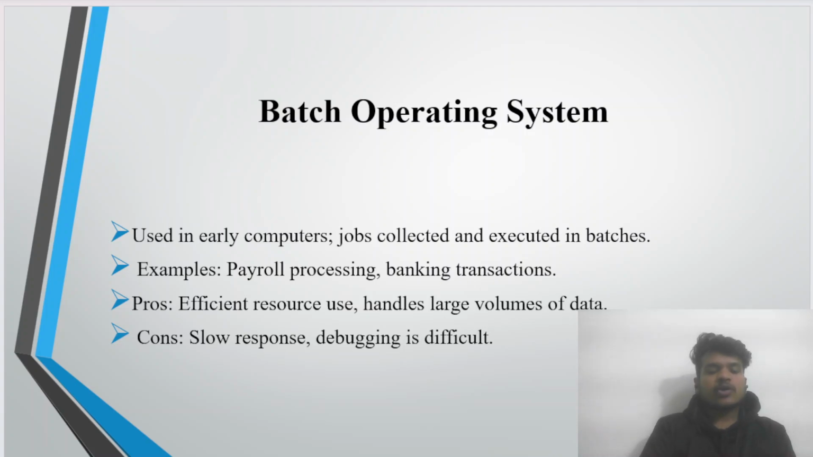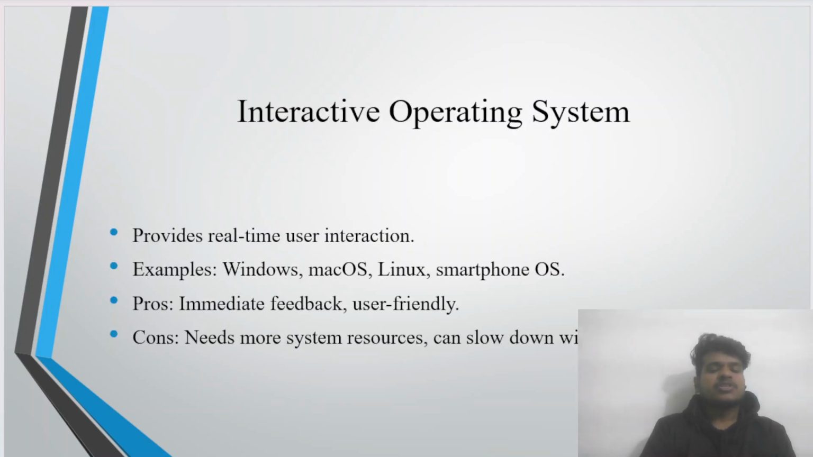Now, let us look at what an interactive operating system is. As the name suggests, it is interactive. Unlike batch systems, it allows direct user interaction. This means the computer responds immediately to user commands. So, in batch there was no user intervention needed, and in interactive, the main point is user interaction. When you click an app on your phone or type a command in the search bar, you expect an instant response. That's an interactive OS in action.